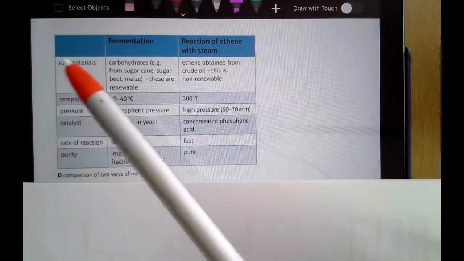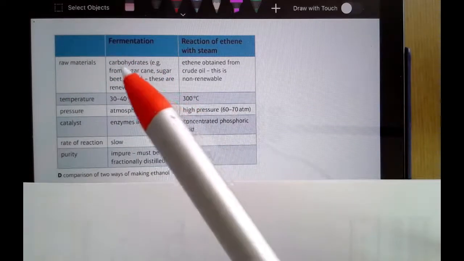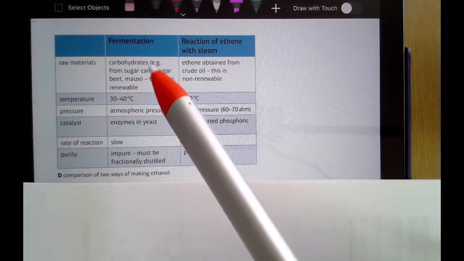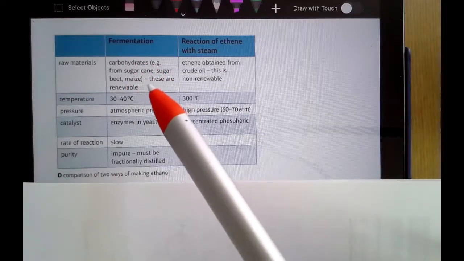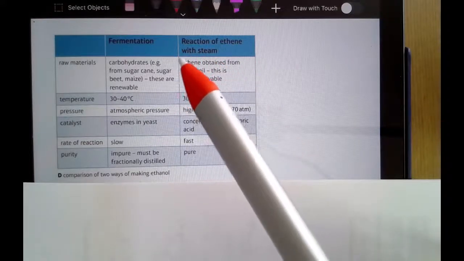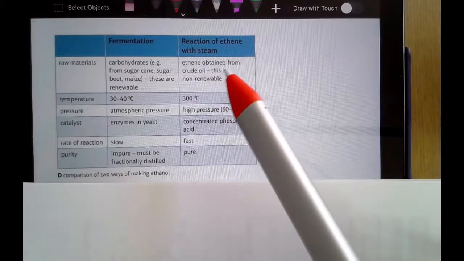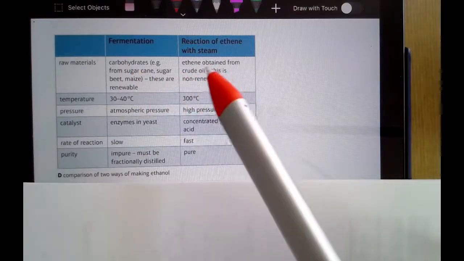You have to look at your raw materials. In fermentation, you are starting off with glucose. Okay, you're starting off with a sugar that is a natural product that is renewable. Ethene, which is something that we're going to look at in a later topic, you get it from crude oil, from a fossil fuel, and it's non-renewable. So that is something you're going to have to consider.